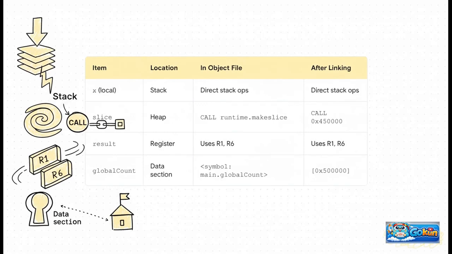This table right here perfectly summarizes our entire journey. Just look at each row. The local variable x becomes direct stack operations right away, and the linker doesn't even need to touch it. The heap allocated slice starts as a call to a symbol, runtime.makeslice, which the linker then patches up with a final address, like 0x45000. The result of our calculation just lives briefly in registers, all according to the compiler's plan. And that global count starts as a symbolic reference, which the linker finally pins to a specific memory address, 0x5000. Every type of variable has its own unique path, and it's all sealed in the final machine code.